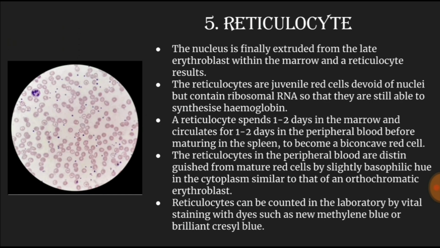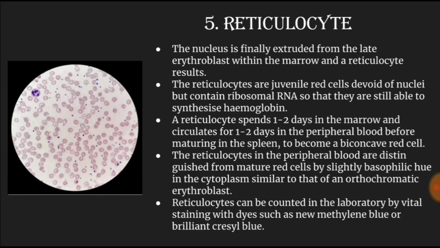One stage before it is completely forming a RBC. So this reticulocyte has no nucleus. The nucleus is finally extruded, which is thrown out of the cell. So this is the stage of budding or the juvenile red cells. That is, the cell is devoid of nuclei. It contains ribosomal RNA and is still capable of synthesizing hemoglobin, but is not completely dependent on the nucleus. Now this reticulocyte is still in the marrow.